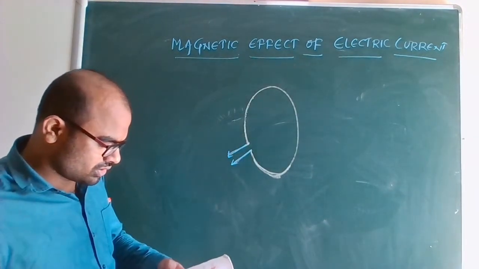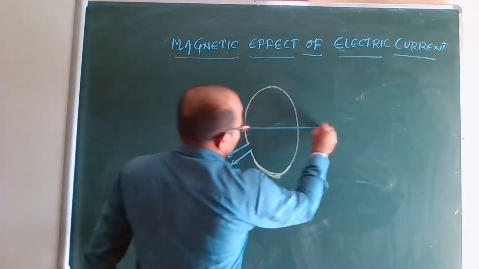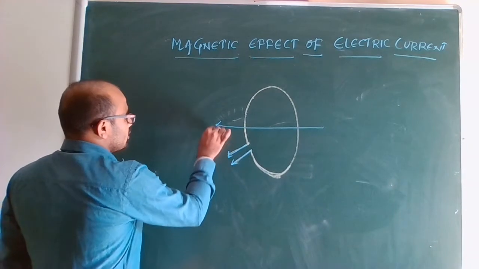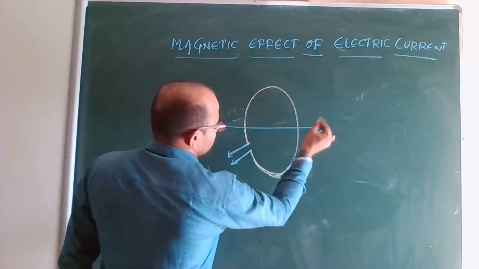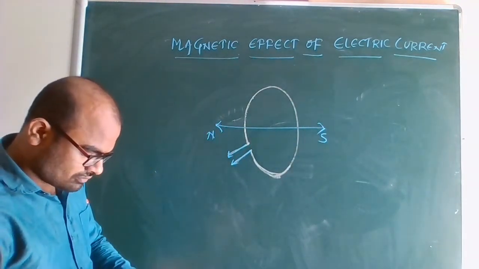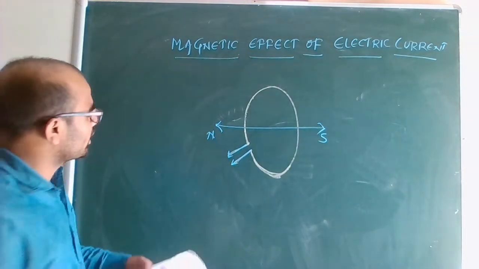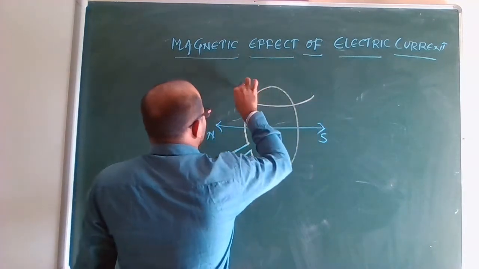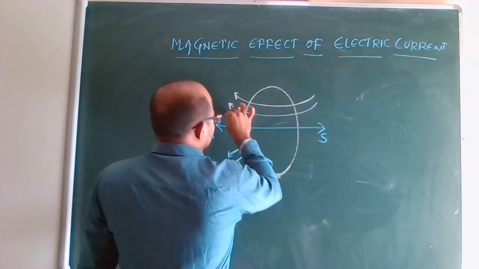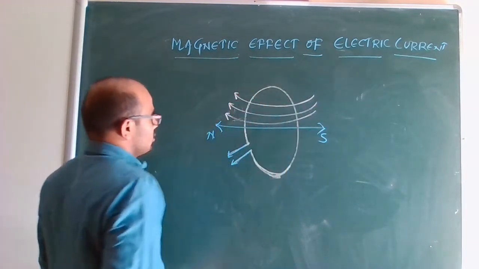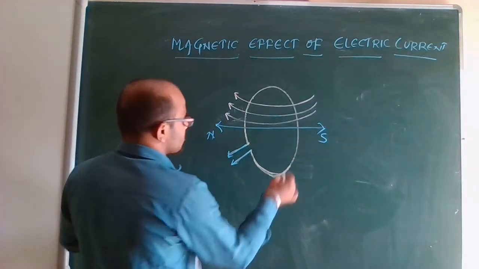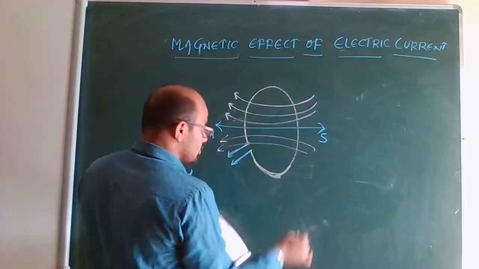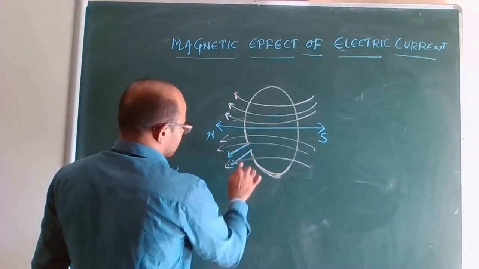Okay, so here we can see the diagram. That is one normal pole will be there. That is one end we can say north, other end we will say south. Okay, these are the magnetic field lines. So here you can see like this. These are the magnetic field lines.